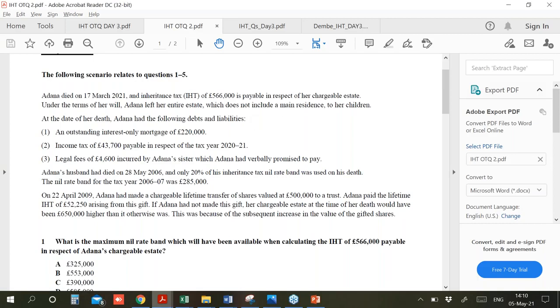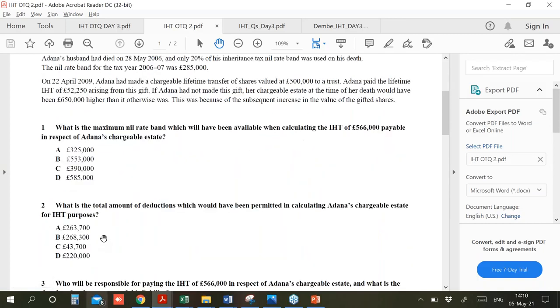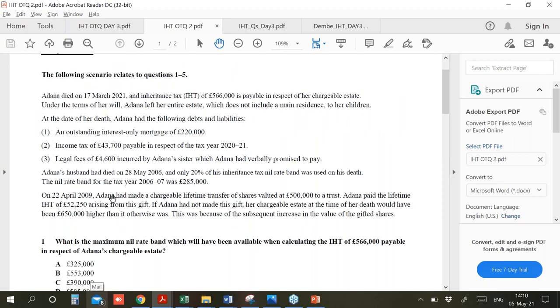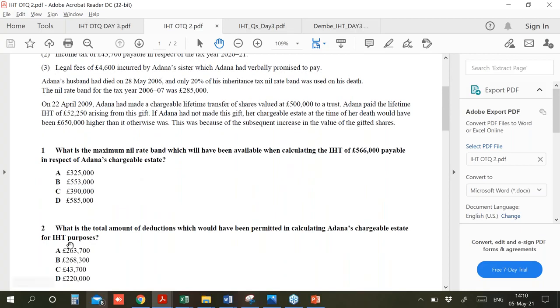So by reading the question till here, I think I can answer the second part of the question, and that is I have to add 220 plus 43,700. So what will be the correct answer, guys? Tell me in the question section. A is the correct answer, 263,700.